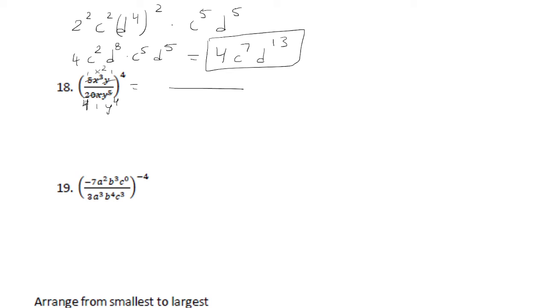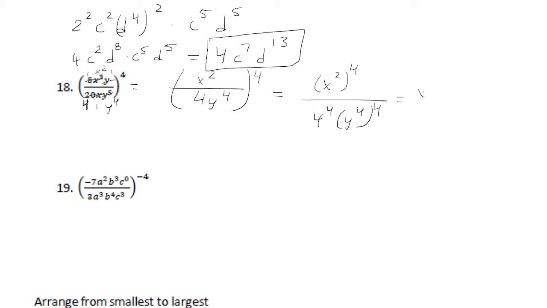So now we multiply. We have 1 times x squared times 1. That's x squared. The bottom, 4 times 1 is 4 times y to the 4th. Finally, we're going to raise everything to the 4th power. So you do x squared to the 4th power over 4 to the 4th times y to the 4th raised to the 4th power.